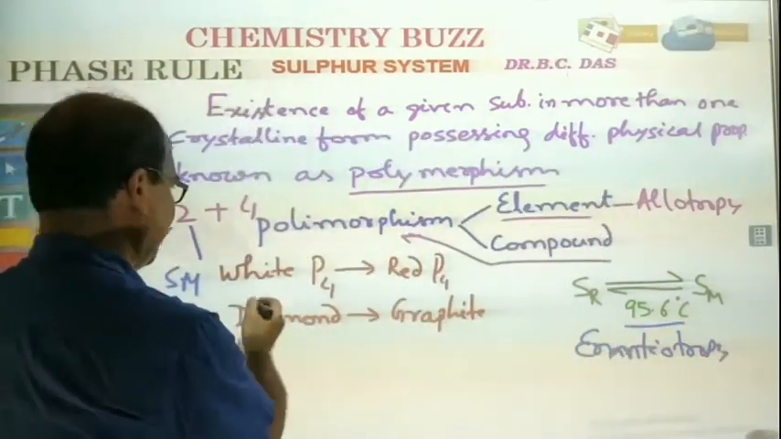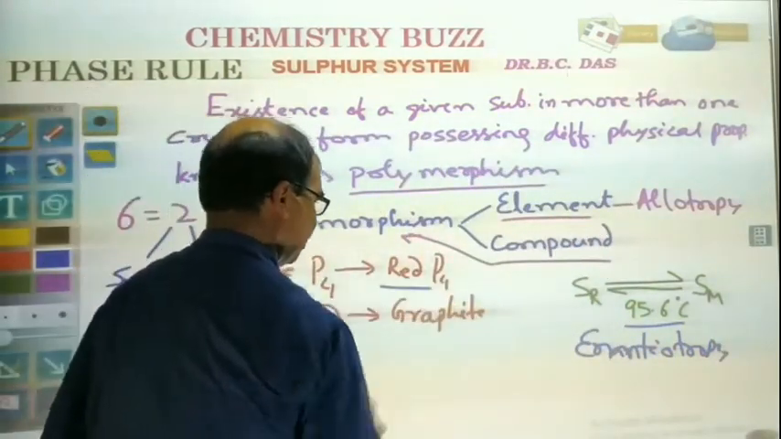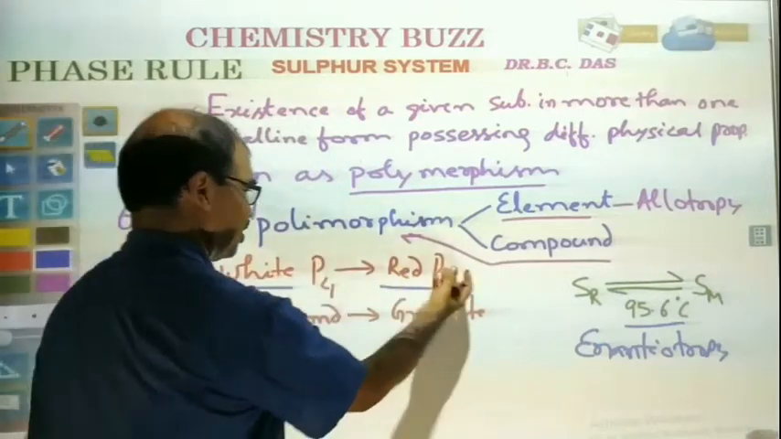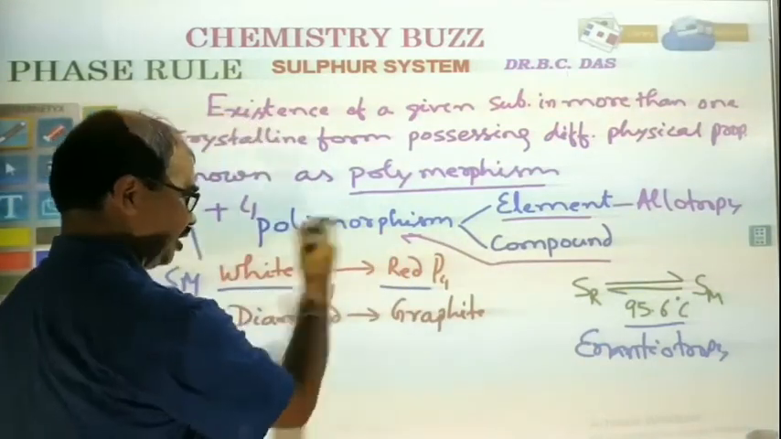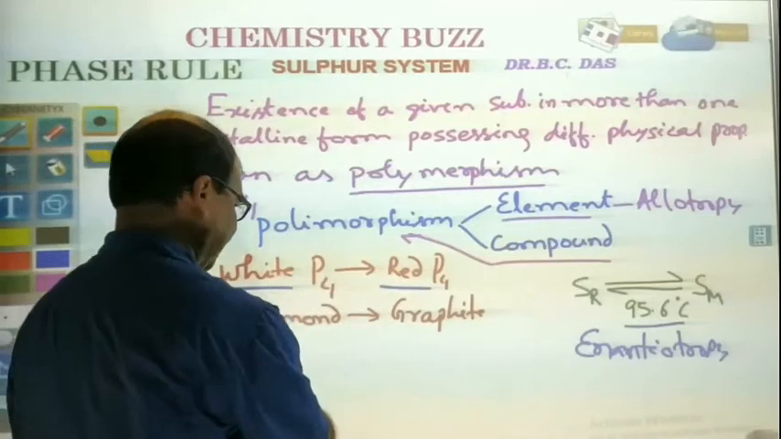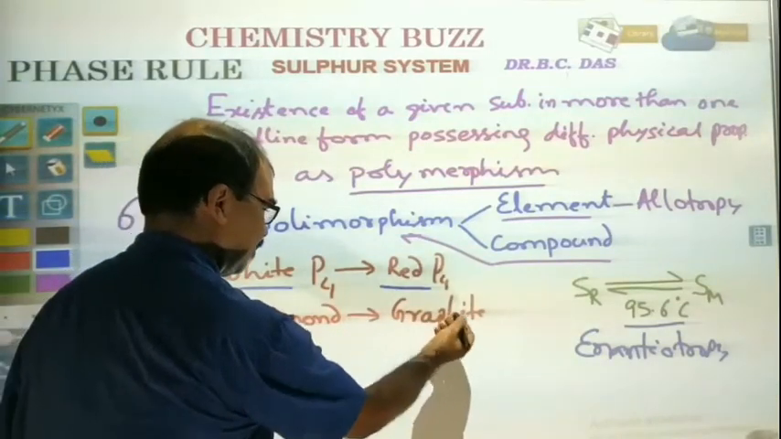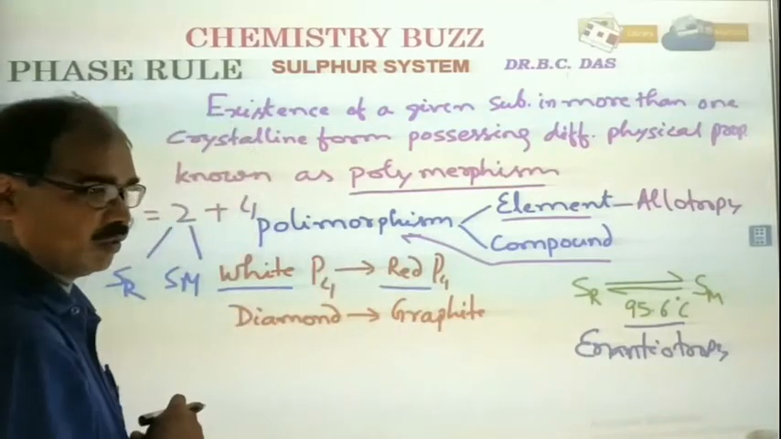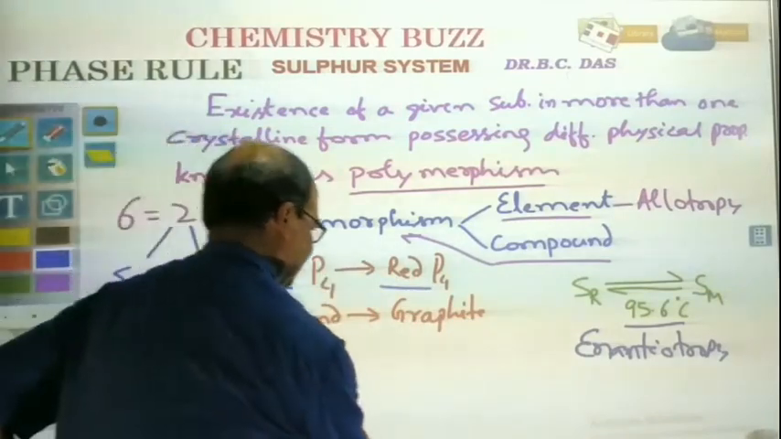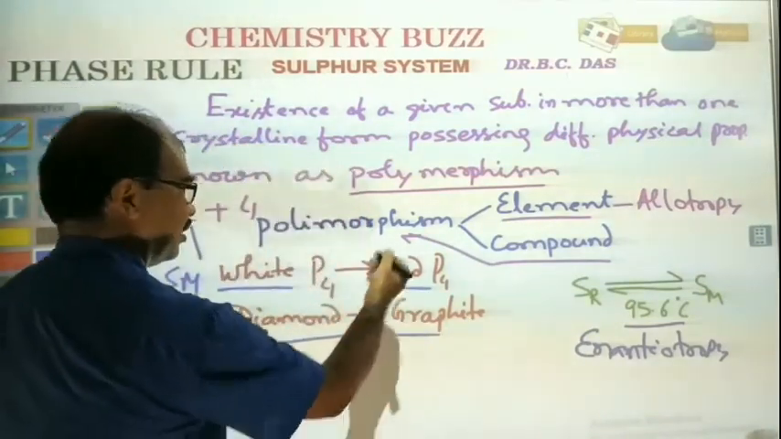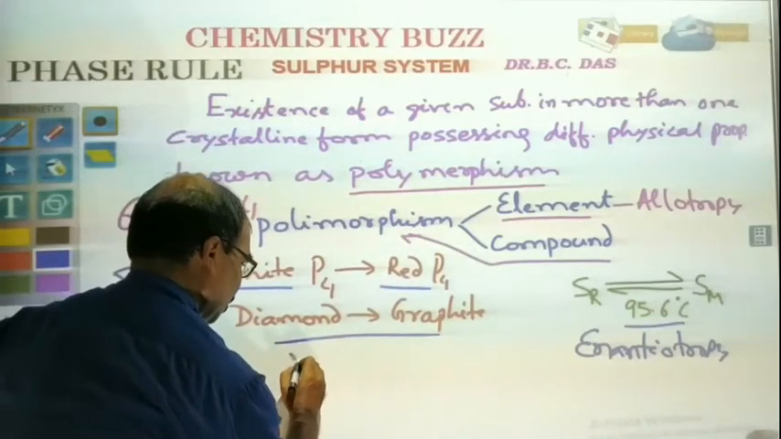But white phosphorus and red phosphorus are 2 allotropes. The white phosphorus changes to red phosphorus, but the reverse change is not possible. And diamond and graphite are also allotropes; diamond changes to graphite, but graphite cannot change to diamond. This type of change is called monotropy.